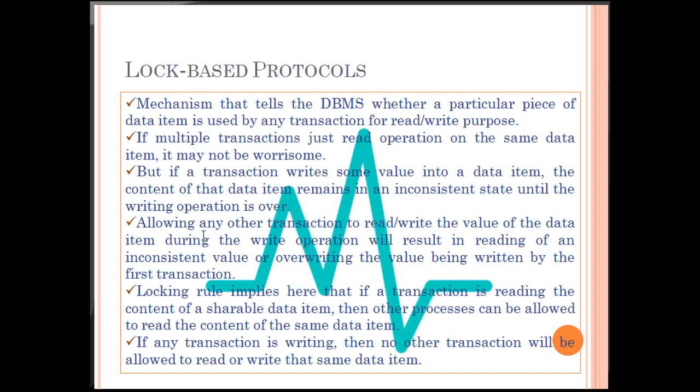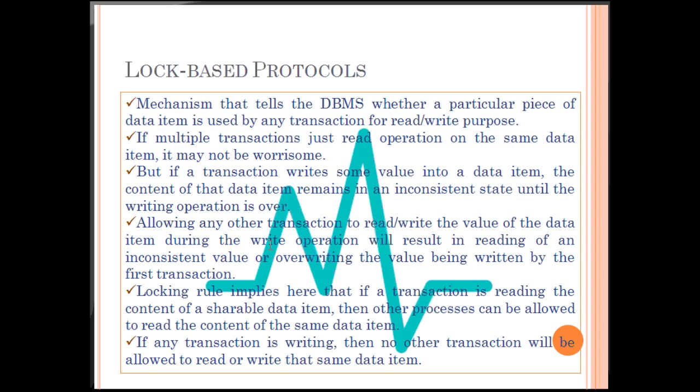When a transaction writes some value in a data item, the content of that data item remains in an inconsistent state from the time the operation starts till the moment the operation is over. Now, if we allow another transaction to read or write the value of the data item while the other operation, whose transaction is not yet over, is in progress, then there are high chances of encountering an inconsistent value. In both cases, anomalies will creep into the database.